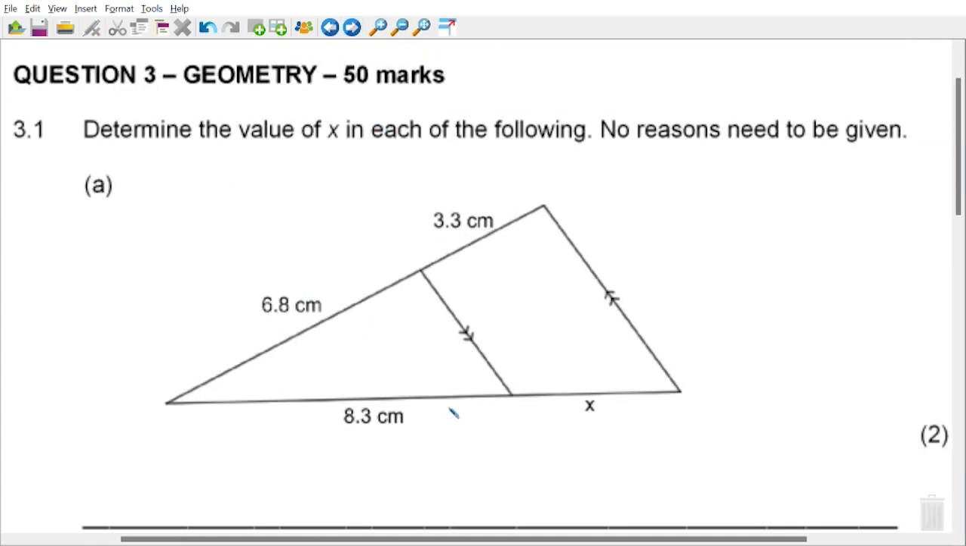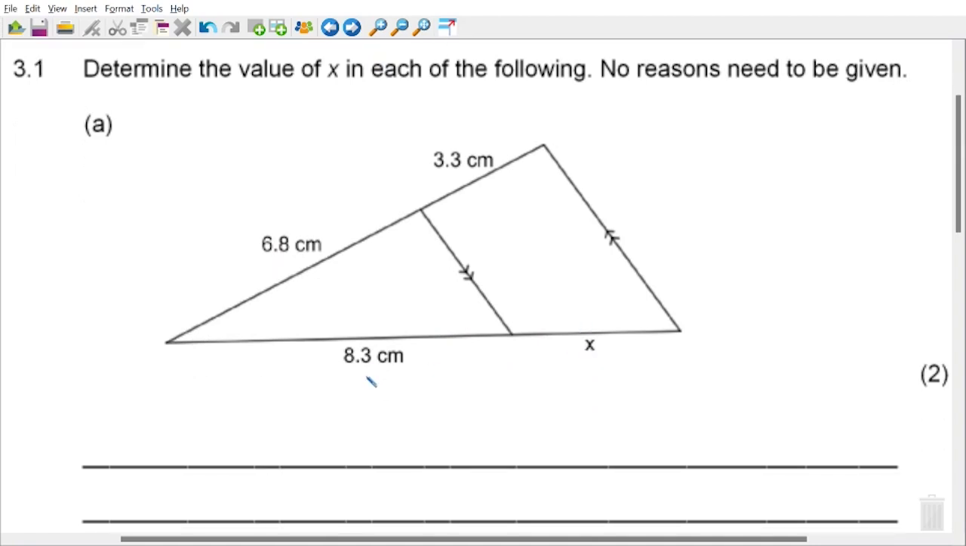This first question is just asking us to find some values. It's saying we don't need to give any reasons. This one, though, is in fact the proportional intercept theorem. So as long as I take two corresponding bits and divide them in the same way, if I go x over 8, that will be the same as taking 3 over 6. It's a line parallel to one side of a triangle, and if I was giving reasons, I would say parallel lines as well. I'd say which lines are parallel, but we haven't actually had them labeled here.